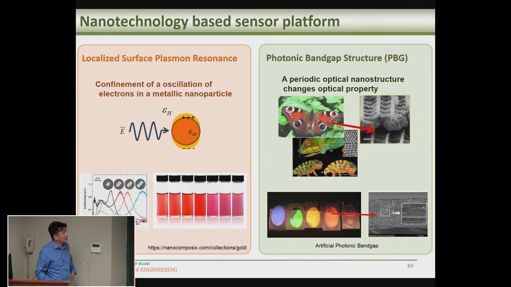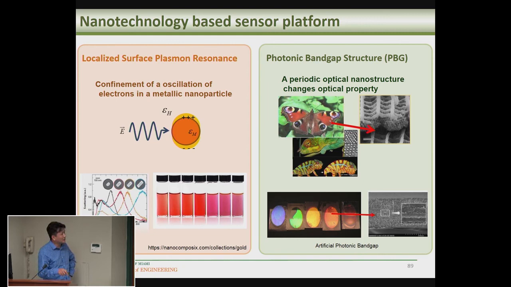And another one is called the photonic band gap structure. It's a kind of periodic optical nanostructure and changes the optical property. You can find this in nature, like some species of the butterfly wings, they have different colors based on the nanostructures. And also the chameleon, they change their body color using this photonic band gap. So we make an artificial photonic band gap to use in sensors.